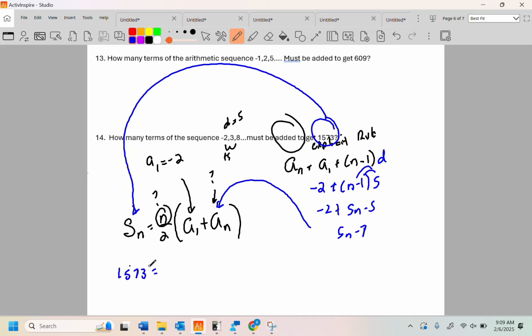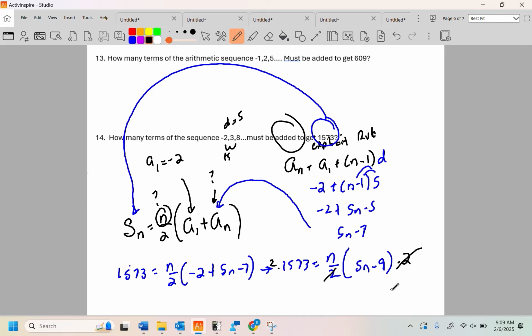1,573 equals n over 2 times the first term of -2 plus that guy, 5n minus 7. And I'm just going to go through the cleanup process here. 1,573 equals n over 2, 5n minus 9. The easiest thing to do here to make your life a little easier is to multiply both sides by 2, because that will counteract the division on the right-hand side. If you take 1,573 and you double it, you get 3,146.